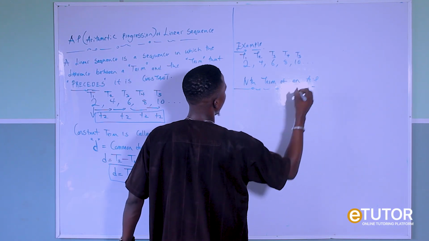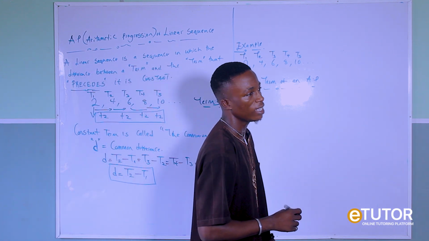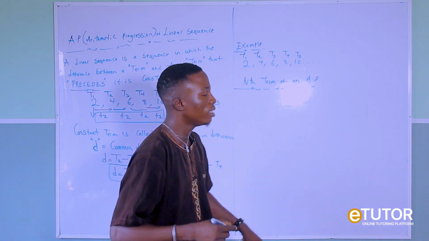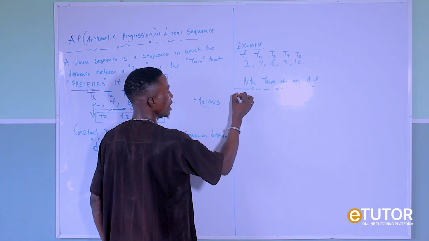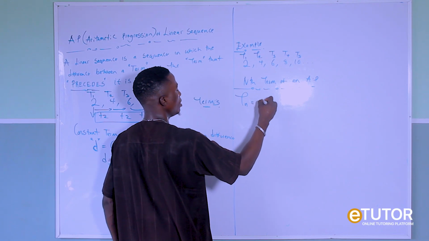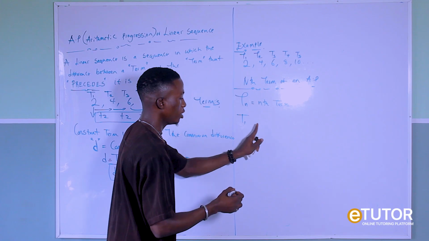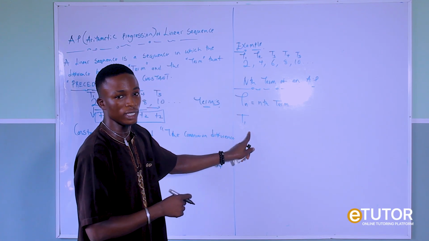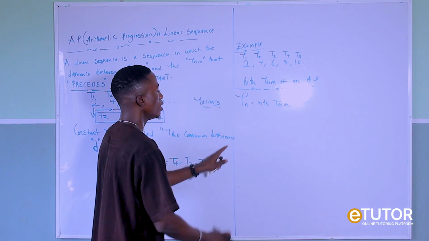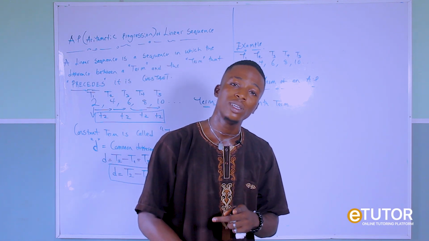Now, what exactly is the nth term of an AP? The nth term of an AP has a formula, and the formula can be used to find any term in a given AP. The nth term is represented as Tn. Tn means nth term. T1 is the first term, T2 is the second term, T3 the third term. So Tn is the nth term.